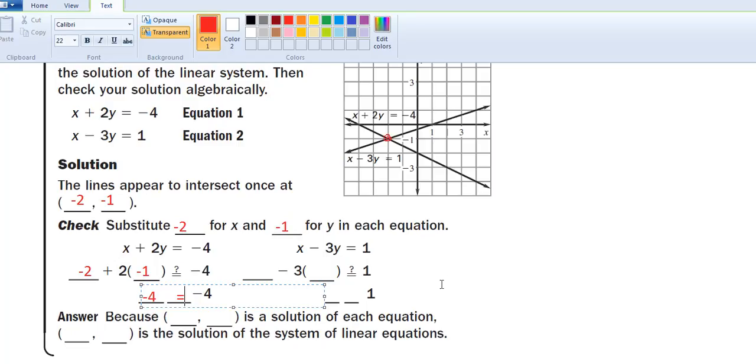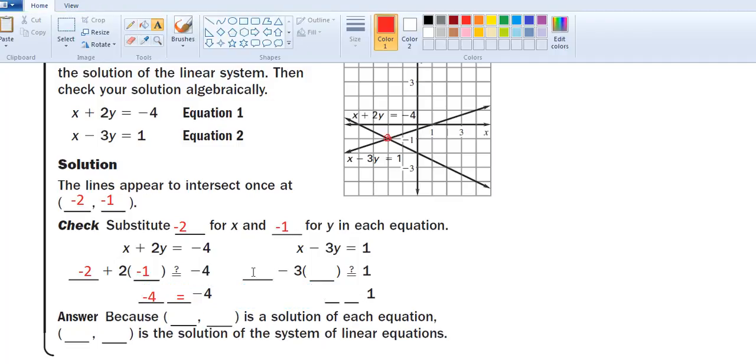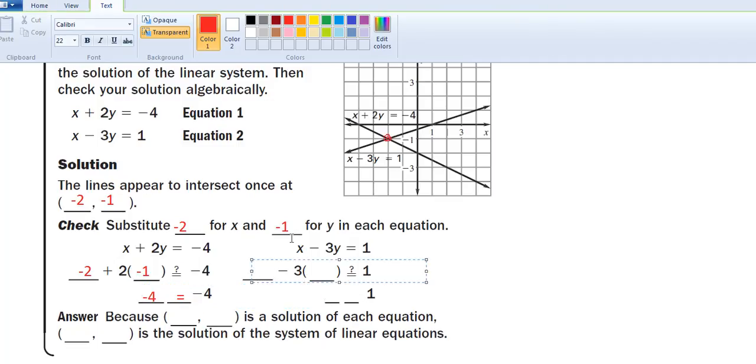Now, the second thing is, we're going to go over here to the second equation, which was x minus 3y is 1. Again, where the x was, we're going to put the number -2. Where the y was, we're going to put the -1, and we're going to ask ourselves, is this true? Now, a little bit of mental math. I'm going to extend this a little bit so you can see it. What happens here is this is -2 minus, and then the 3 times -1 is -3.